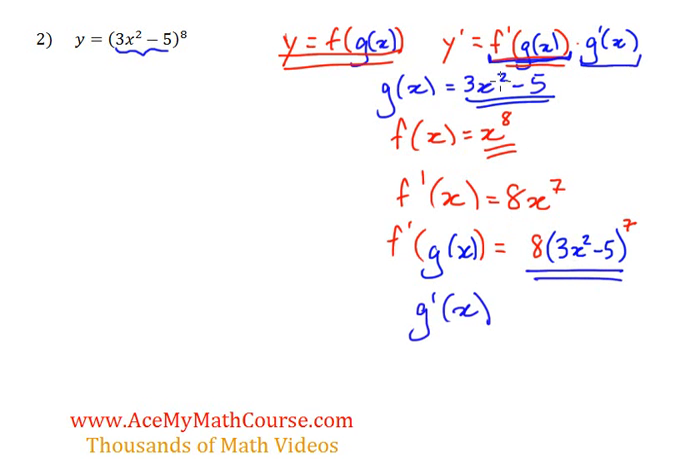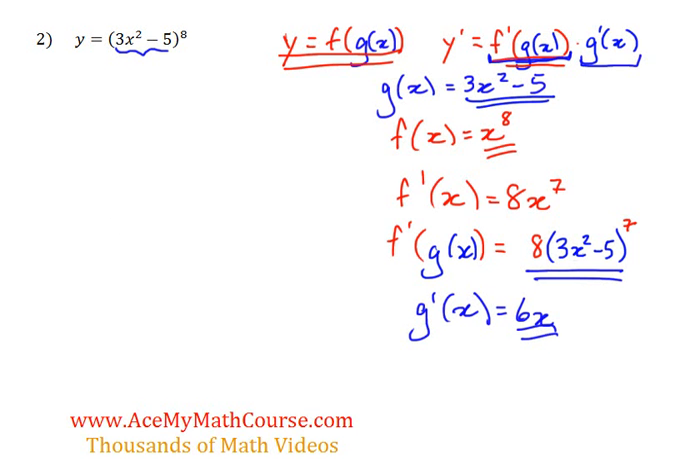Well, g of x is just 3x squared minus 5. So what is the derivative of 3x squared? I can just bring down the exponent, multiply by the 3, so you get 6x. 2 minus 1 is 1. I don't need to write the exponent of 1 here, so just write 6x. And the derivative of a constant, like negative 5, will be 0. So the derivative of g, or g prime of x, is just 6x.